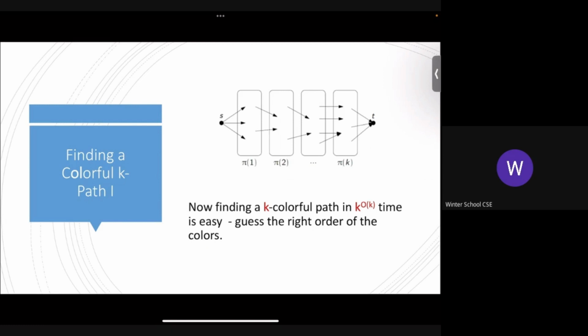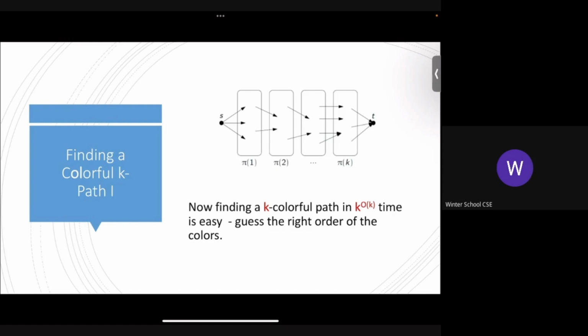I just guess the order of the colors in this path, guess the permutation. Then I remove all edges which go in the wrong order, which do not follow my ordering, and then it's just a Dijkstra algorithm. I just need to find a path from S to T in this graph. So if I know the colors, I can guess the ordering of the colors, which is k factorial or k to the k, and after that I'm done.